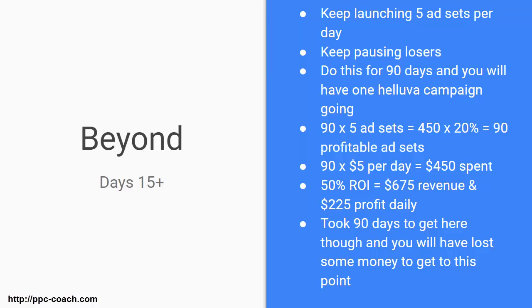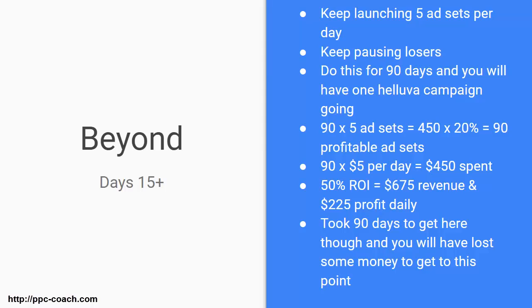So beyond day 14, so day 15 plus, keep launching 5 a day. Keep pausing losers. Do it for 90 days. You'll have one hell of a campaign going. So if you do this for 90 days and you launch 90 times 5 ad sets, that means you've launched a total of 450 ad sets. At a very conservative rate of 20%, which is like 1 out of 5, that's 90 profitable ad sets in one campaign now.